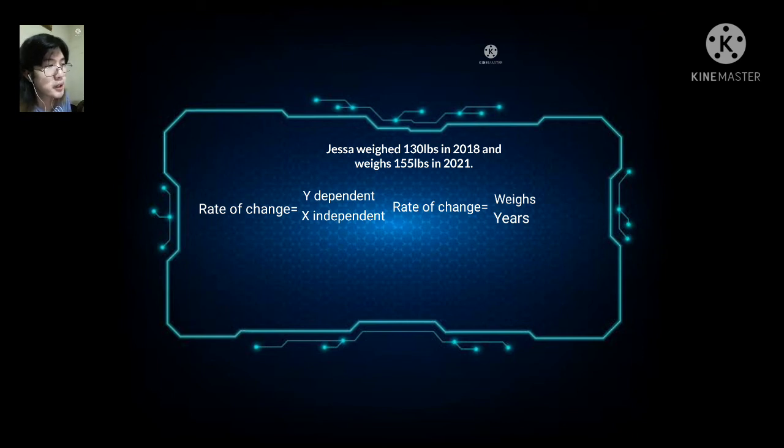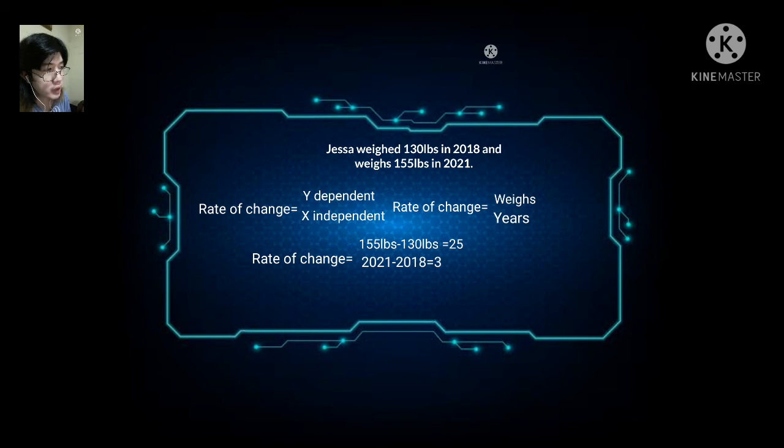So in order to find the rate of change from 2018 to 2021, we have to subtract the weights and years, which is 155 leaves minus 130 leaves equals 25. And year 2021 minus 2018 equals 3.